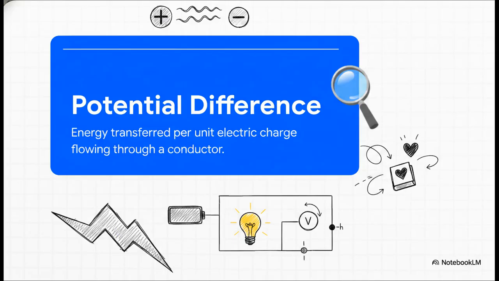Now, according to the strict Grade 10 exam guidelines, terminal potential difference, which we usually just call voltage, across the ends of a conductor is defined as the energy transferred per unit electric charge flowing through it. That is represented by the formula V equals W over Q. Voltage is measured in volts. And listen, you absolutely have to know this definition word for word for your tests.